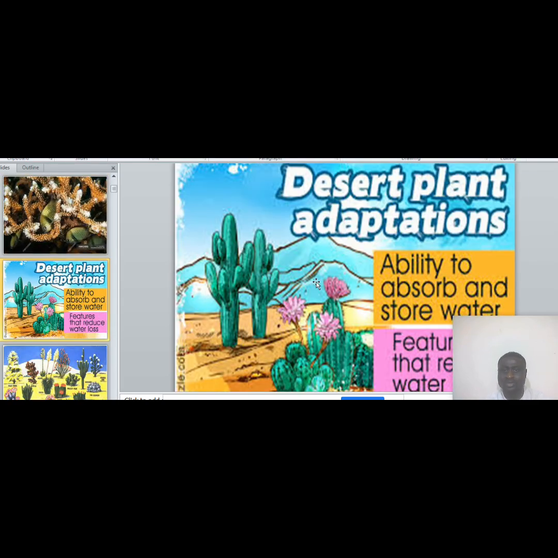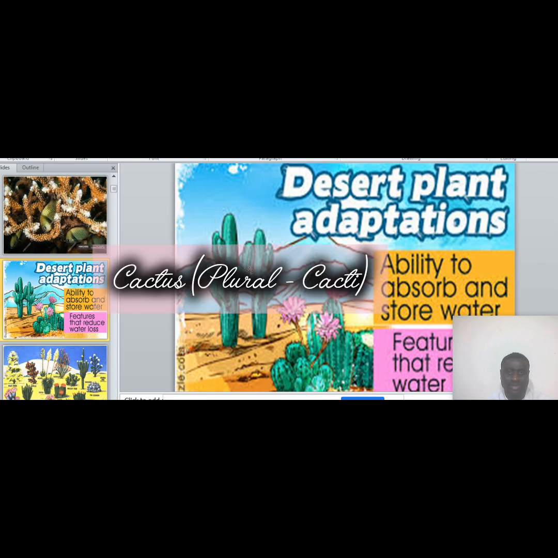I want to look at some desert plants. Before now, we looked at the desert as a place that is arid or dry. It's characterized by highly dry wind, hot temperature, and low amount of rainfall all through the year. So there are some special plants that still adapt themselves and suit themselves to this environment. A very good example of them is the cactus plant.